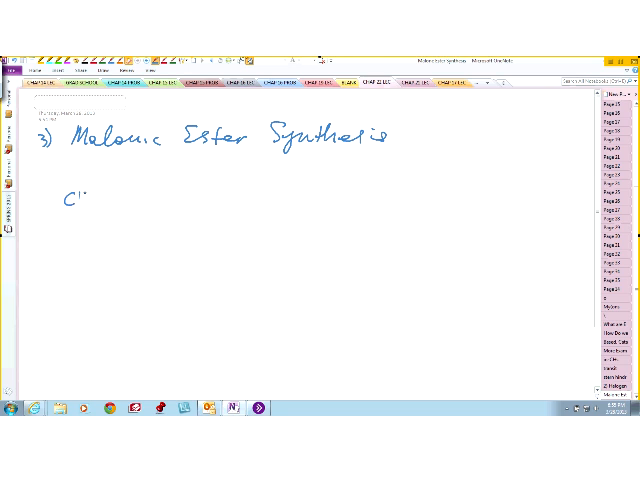This molecule here, I'll make this ethyl. That's ethyl malonate. That is called ethyl malonate, or sometimes referred to as malonic ester.